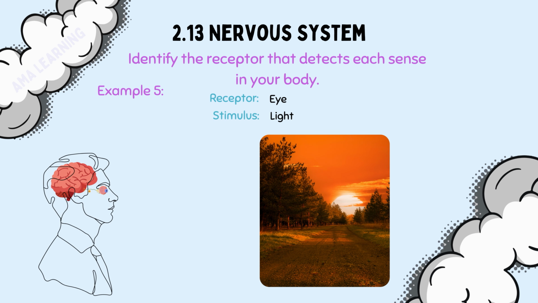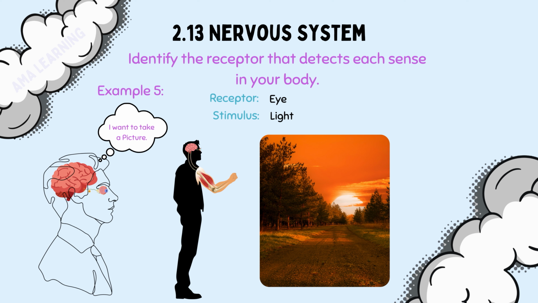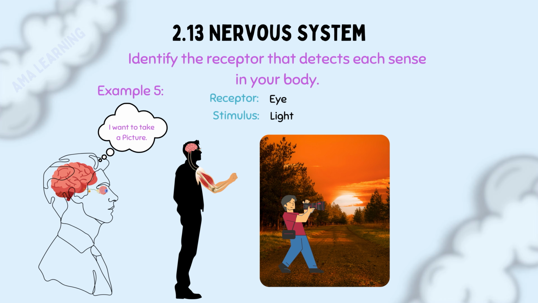What happens next? The brain makes a decision. I want to take a picture. The brain, which is part of the CNS, sends electric impulses to the muscles, which are the effectors, in the arms and hands through the motor neurons. This brings about a response. The muscles in the arms and hands contract, and the person takes a picture.